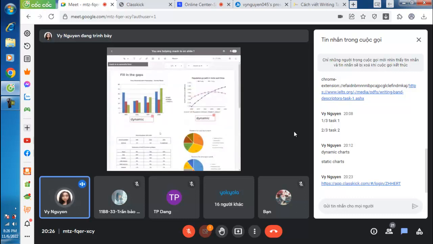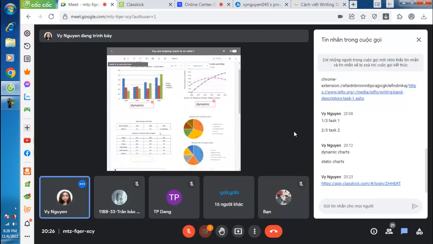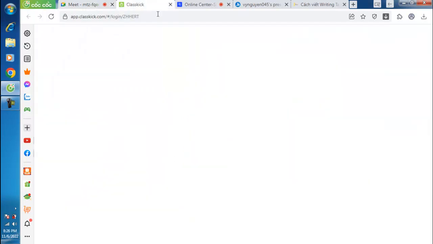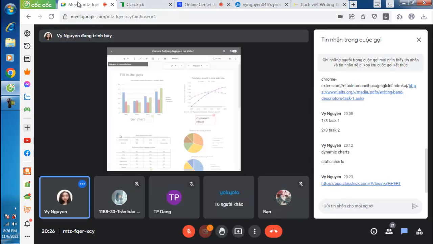Alright, Madeline, can you please change it to bar charts? That's right. You guys need to know the name of each one so that you can use it in your writing.